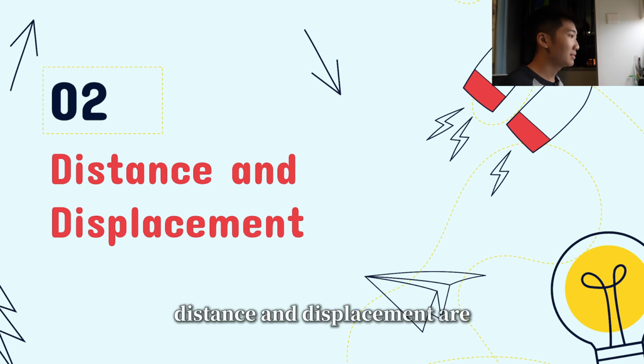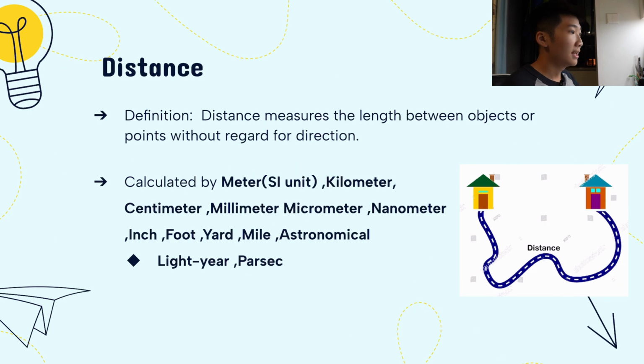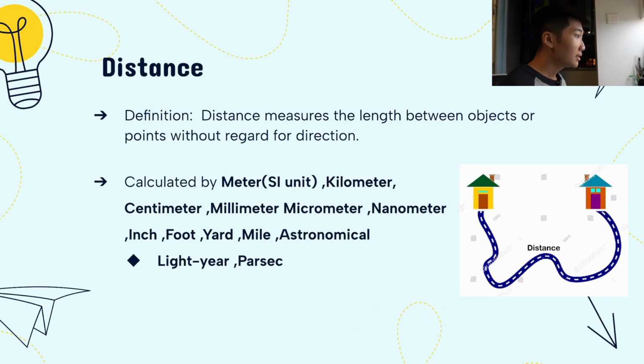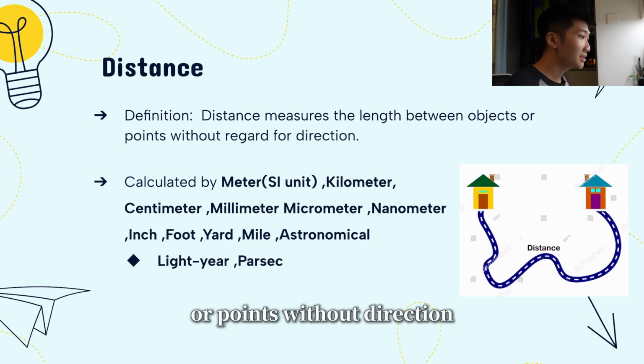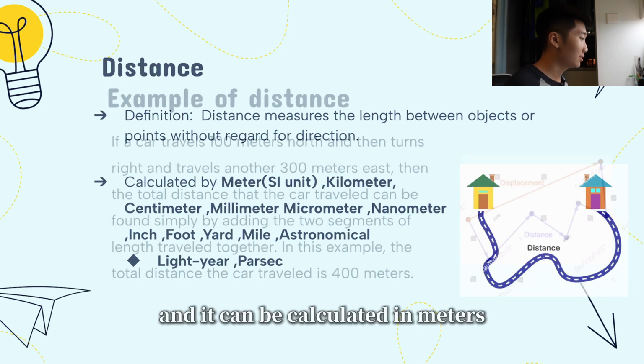Distance and displacement are essential for further calculation of motion. Let's talk about distance. Distance measures the length between objects or points without direction, and it can be calculated in meters.